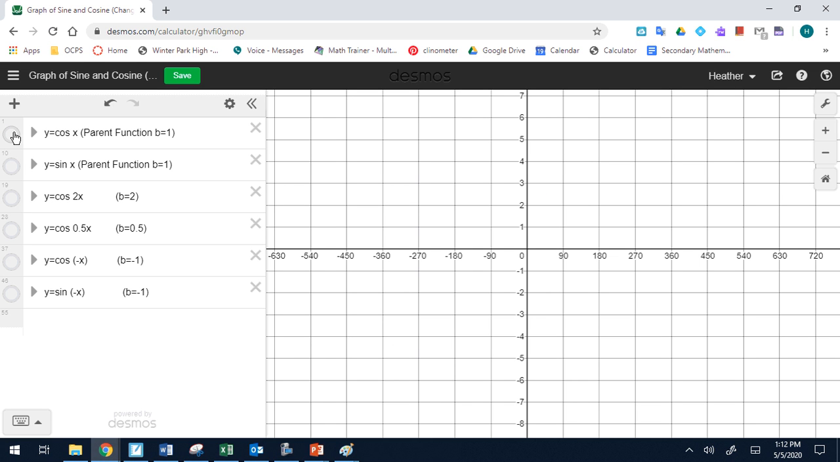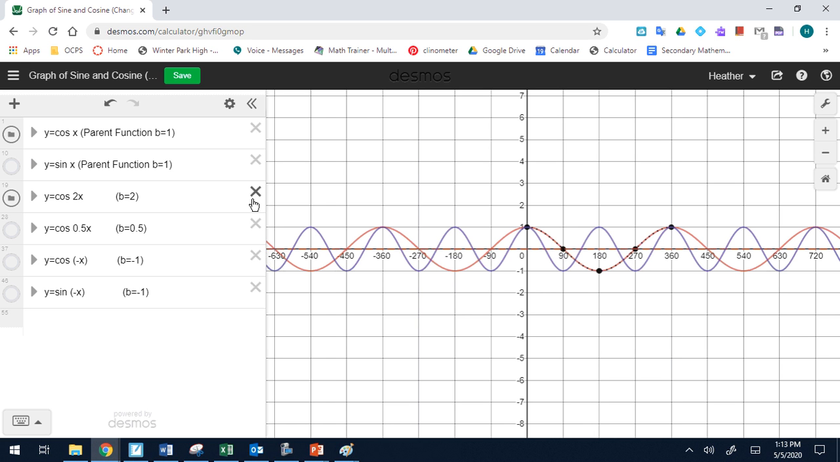So we're going to open up this graph, so changing the value of b. And again, we're going to look at both sine and cosine. So these are just the parent functions here, just so we can keep going back to those. And we are going to start with cosine of 2x. So notice in this one, your b is 2. Now, comparing that to the parent function of cosine x, this is a horizontal compression.